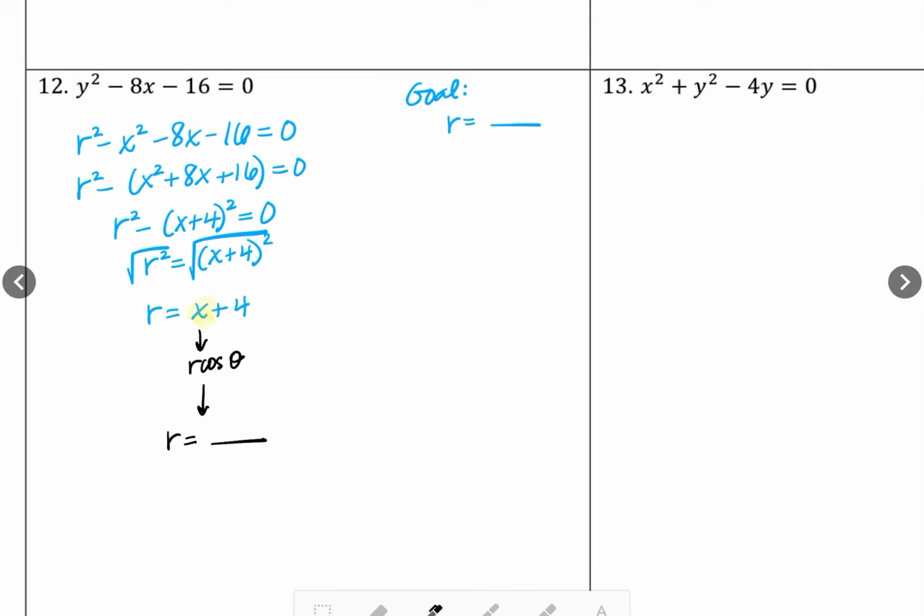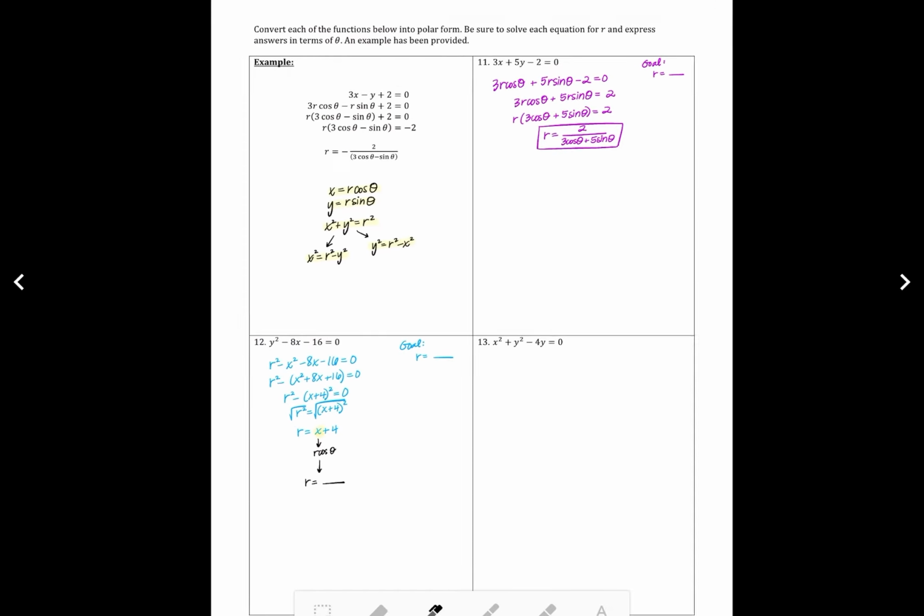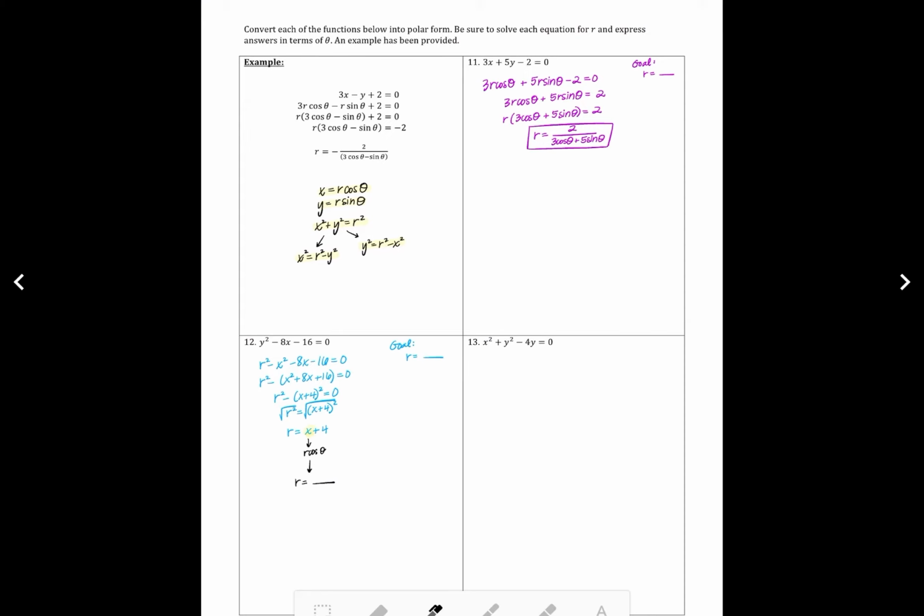Take that same route on 13 too. Be creative. You have squareds there, x squareds and y squareds. So try substituting something out that allows us to isolate the r smoothly. Okay, pause the video, try to finish out 12, try 13. These are extra tricky, so definitely bring questions to class about this one. And move on when you're ready to try the last type of problem.